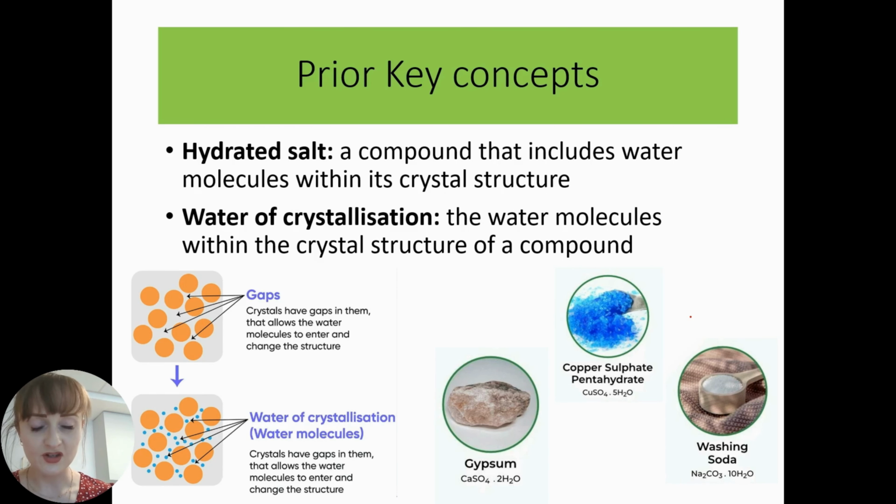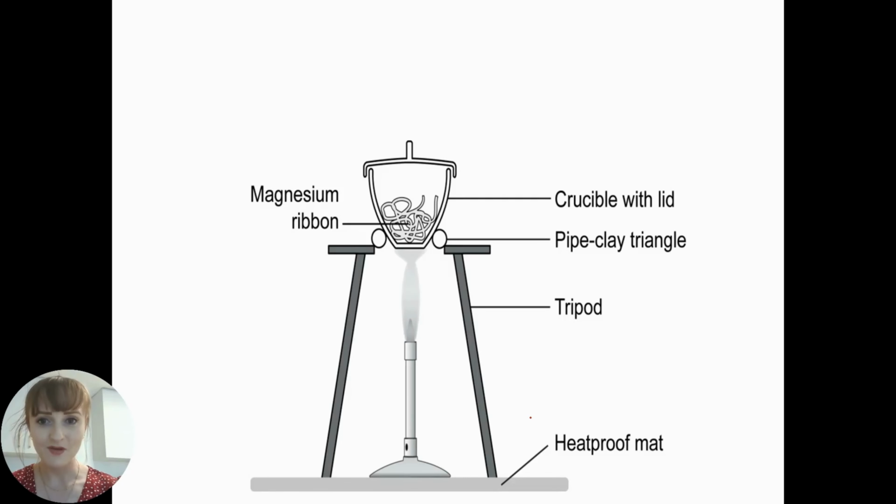Water of crystallization is present in lots of different compounds, for example, gypsum, washing soda, and copper sulfate. For the rest of this explanation, I'm going to focus just on copper sulfate. But of course, note that IB can ask you questions on any hydrated compound. If you haven't already watched the video on Tool 1, determining the empirical formula, I'd recommend you watch that before you continue.